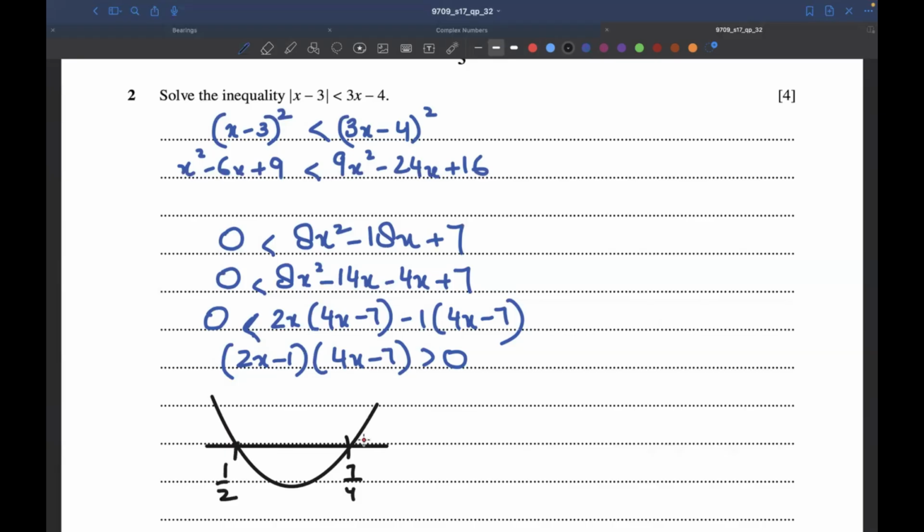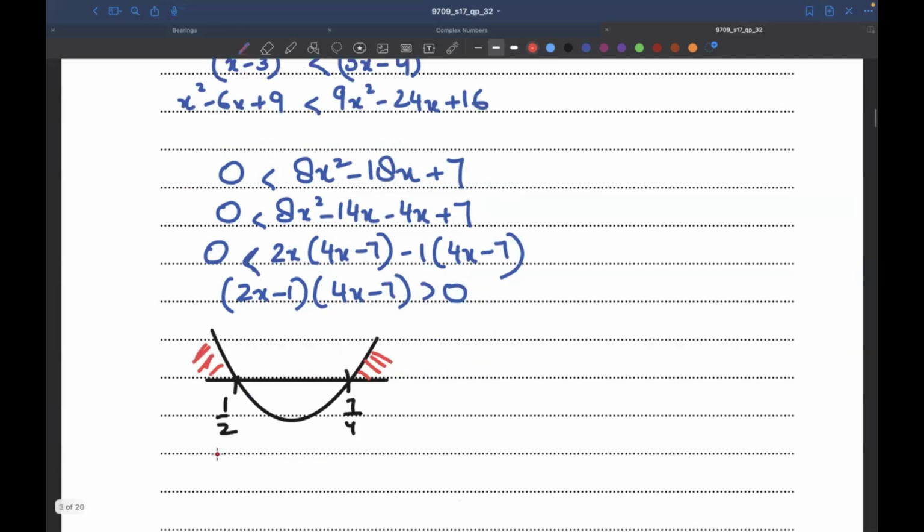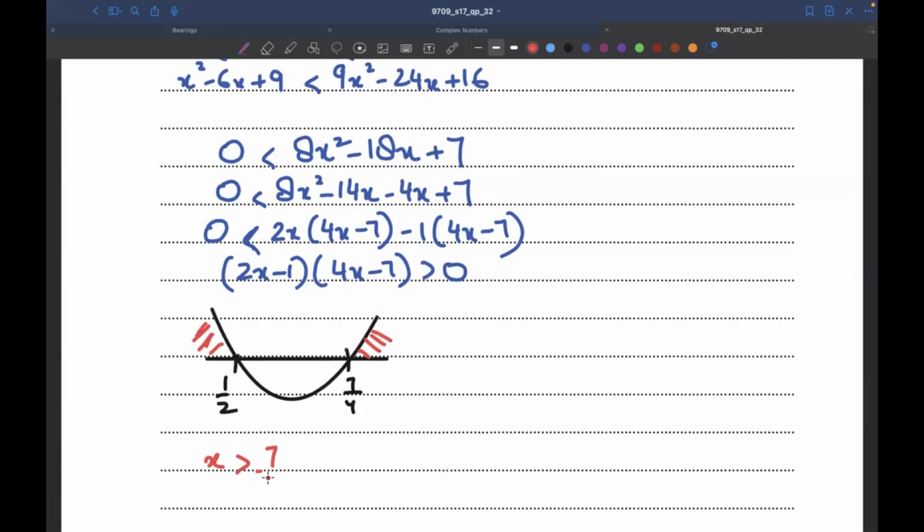And it is greater than 0, so we need values which are above the x-axis. So what we will think is that the answer will be x is greater than 7 upon 4 and x should be less than 1 upon 2.